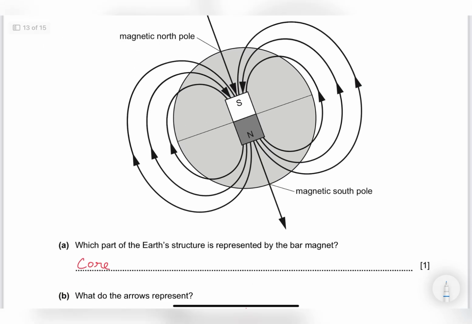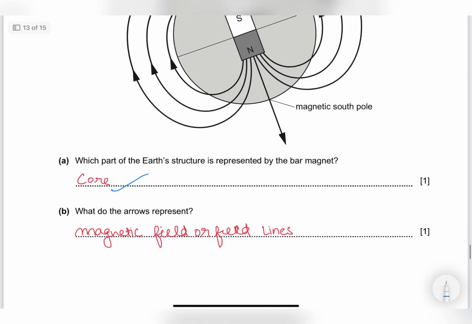Which part of the earth structure is represented by the bar magnet? See, the bar magnet is where the magnetic field lines are coming from. So which part is responsible for the earth's magnetic field? Scientists say that the core is responsible. So we can label it as core.